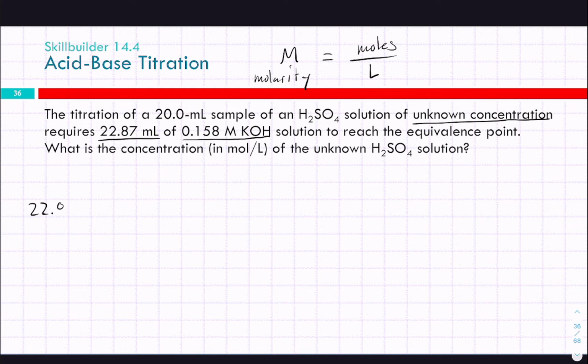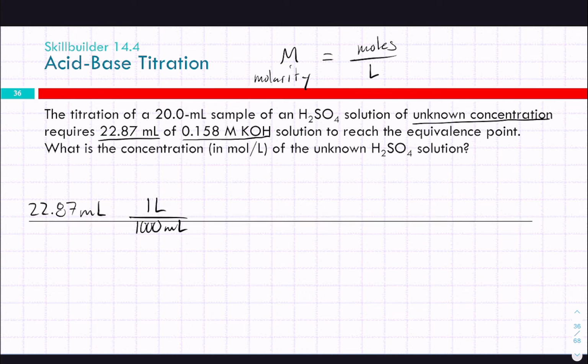we take our 22.87 milliliters. So that's how much hydroxide we used. And then because molarity is in moles per liter, we have to convert this into liters. So there's 1,000 milliliters per 1 liter. I'm sorry, I should write this out, like the stoichiometry it is. All right, so this is just a stoichiometry problem.